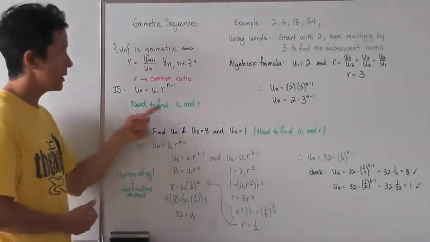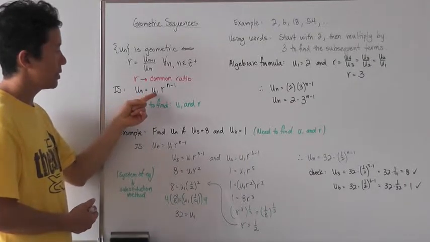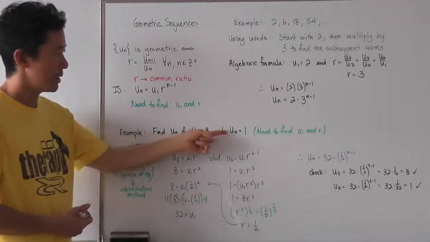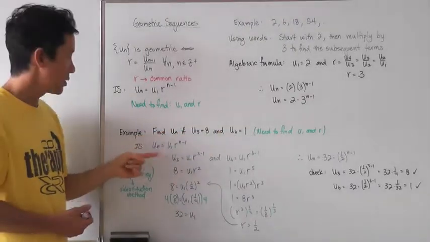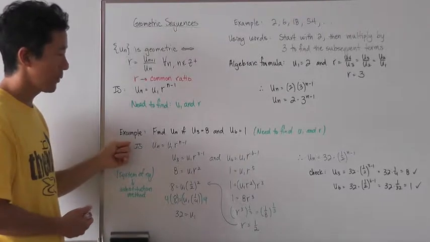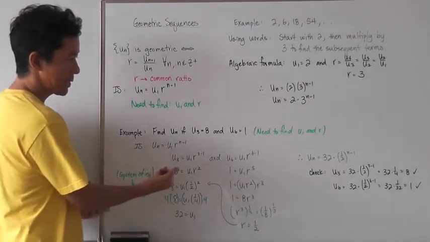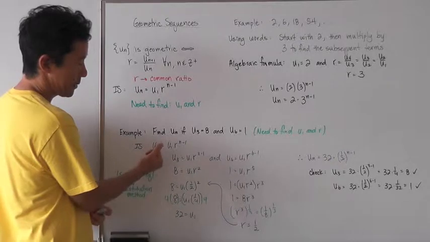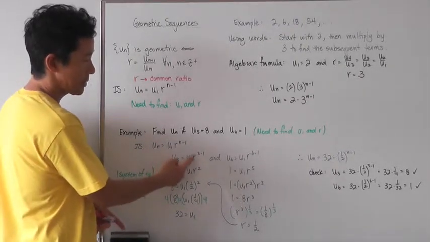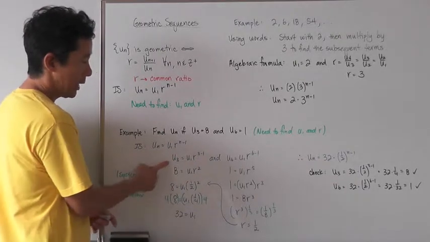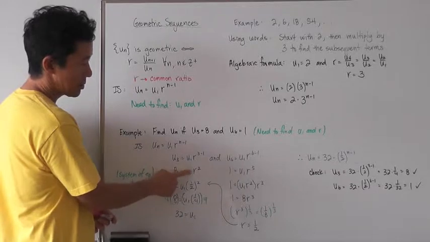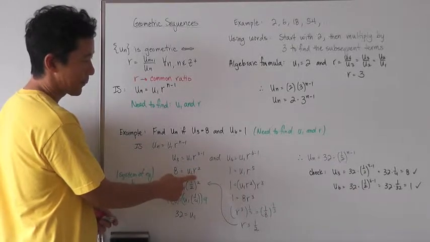The thing though is that we know u sub n is equal to u sub 1 times r to the n minus 1 applies to this geometric sequence. So I'm going to use that as my initial statement. This is what I'm going to start off with. I'm going to say u sub 3, if I put in n equal to 3, should be equal to u sub 1 times r to the 3 minus 1, and u sub 3 in this case is 8. And that should be equal to u sub 1 times r squared.